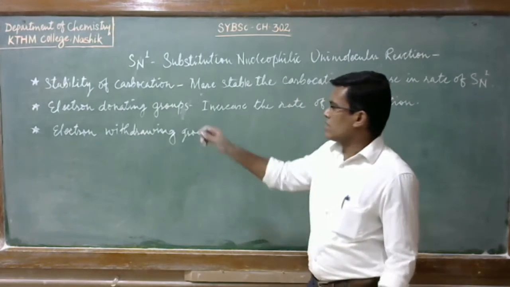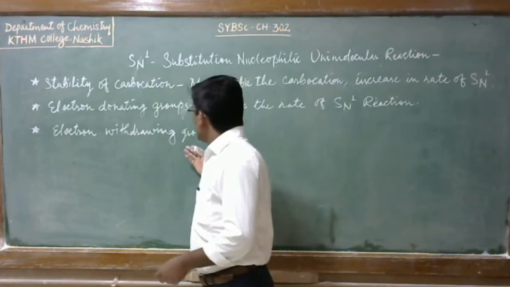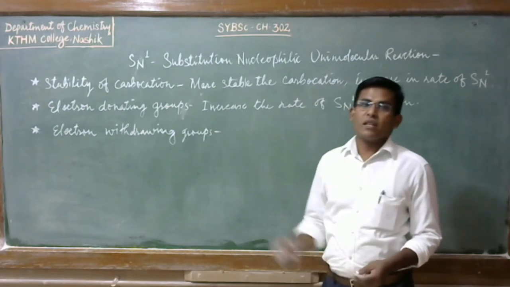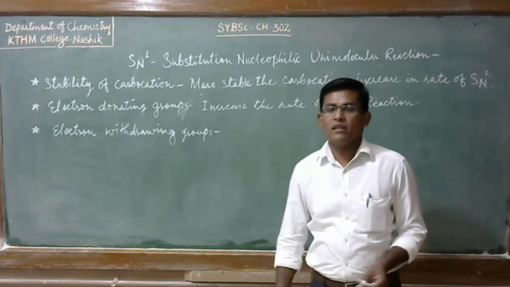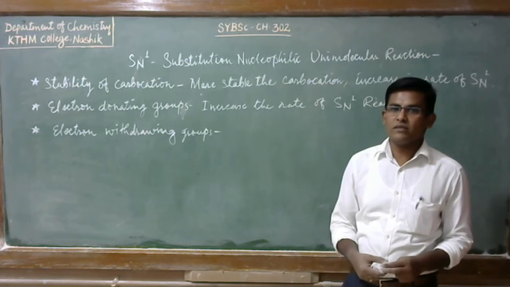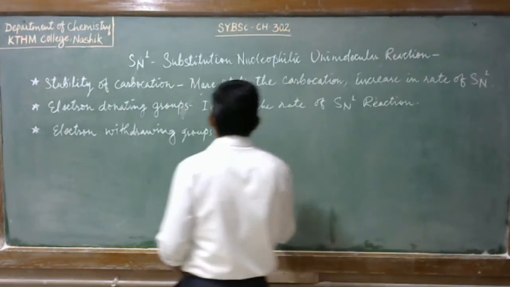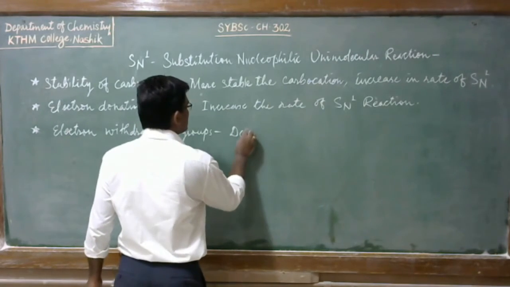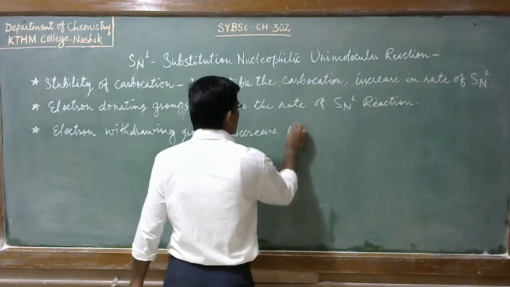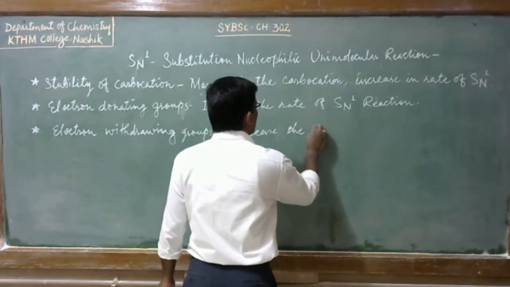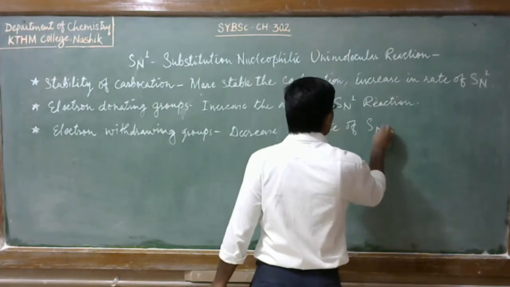Alright. So in the electron withdrawing group, this factor affects. So this withdraws the electron from the carbocation. So that results in intensifying the carbocation. So it will result in a decrease in the rate of SN1 reaction.